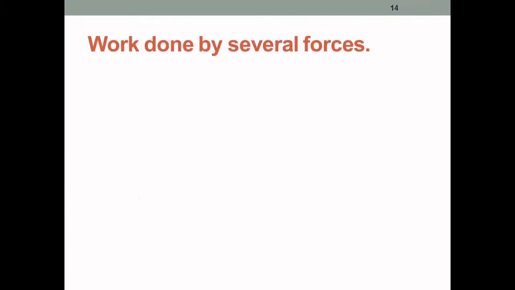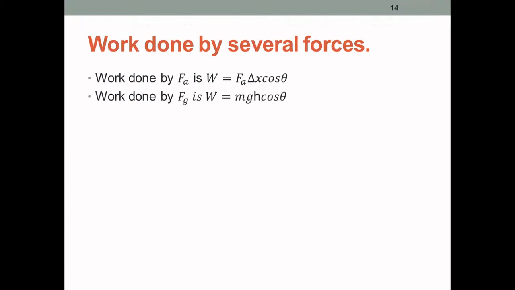Let's consider the work that is done by several forces. So we have work that is done by the applied force, which is W equal to applied force times displacement cos of theta, where theta is the angle between the applied force and the displacement. We have the work that is done by gravity, which is work equal to mg h cos theta. The force is the same as mg, which is gravity. The displacement is the same as the height. Then theta is the angle between gravity and the height.